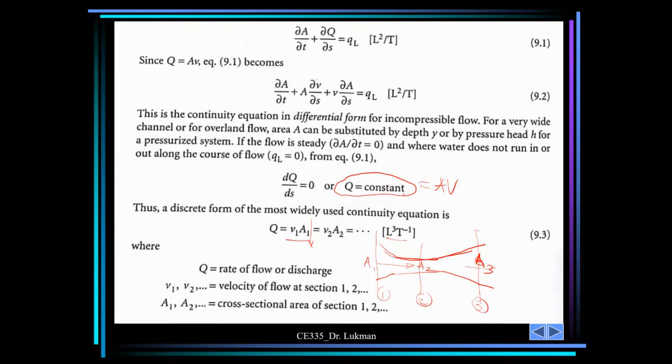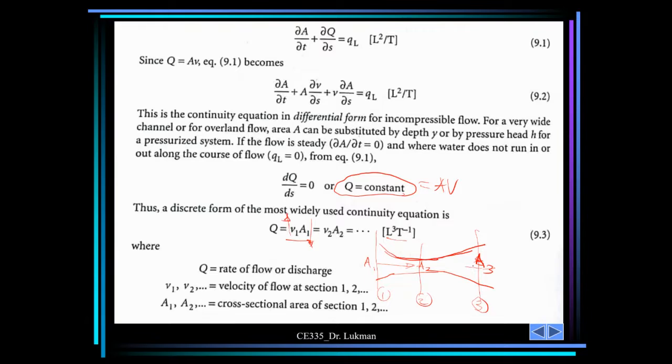At section 2, the cross-sectional area of flow has decreased. So what happens to the velocity? The flow is locally accelerated. The velocity increases to maintain the same discharge. When the area decreases, the velocity increases, to maintain the same discharge.